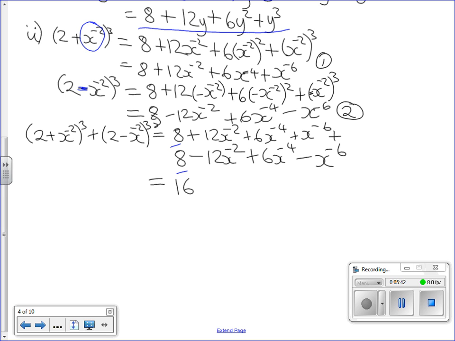Now when I come to the x to the negative 2, I've got plus 12 minus 12, so they're going to cancel out. Then I've got 6x to the negative 4 plus 6x to the negative 4, so that's plus 12x to the negative 4. And then I've got x to the negative 6 minus x to the negative 6, so they're going to cancel out. So this is my final answer in the form that was requested.